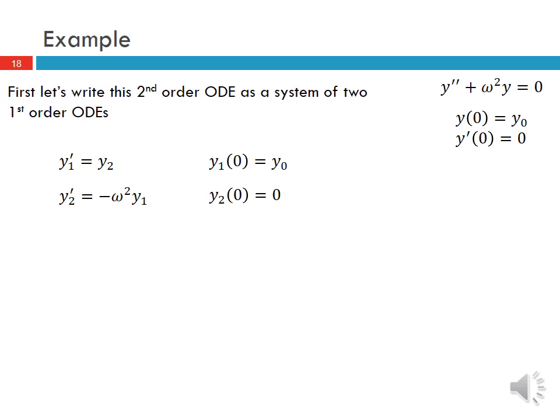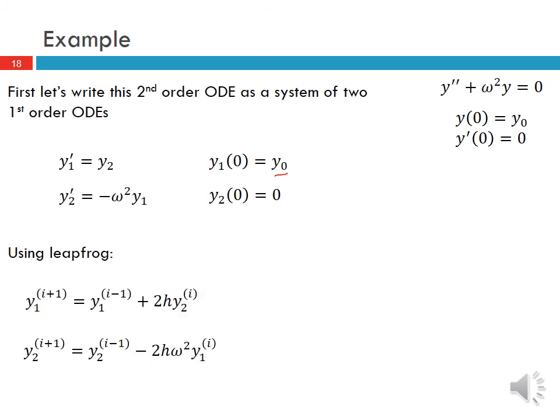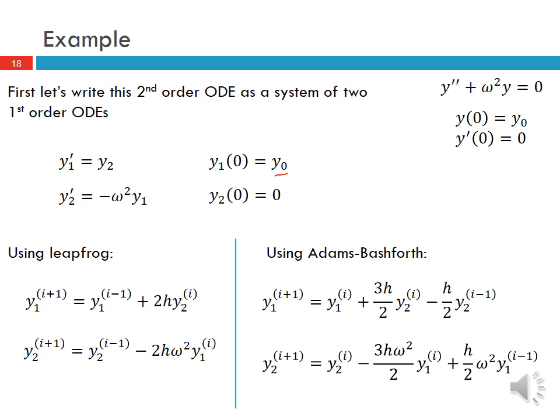So as usual, we need to write this second order ODE as a system of two first order ODEs. So we set y1 prime is equal to y2, y2 prime is equal to minus omega squared y1. And our initial conditions become y1 of 0 is equal to y_0, and y2 of 0 is equal to 0. So using the leapfrog method, we can write our equations here, and using the Adams-Bashforth method, our equations become those shown here.